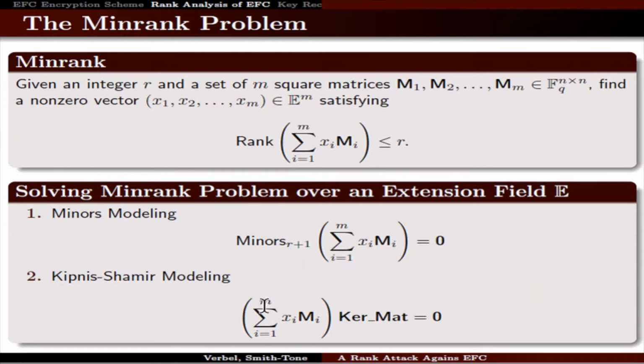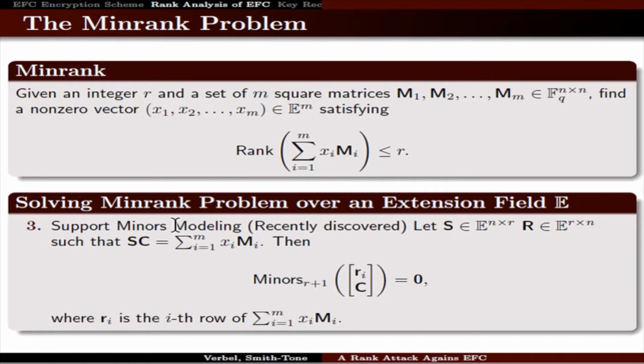Another method for solving the MinRank problem is called the Kipnis-Shamir modeling. It establishes the following. If you have this matrix over here and you compute the kernel matrix, which is going to be a matrix with n minus r columns, then the multiplication of these two is going to be 0, and that leads to a system of polynomial equations of degree 2 that is also a bilinear system of equations.